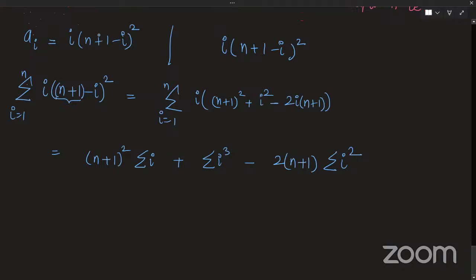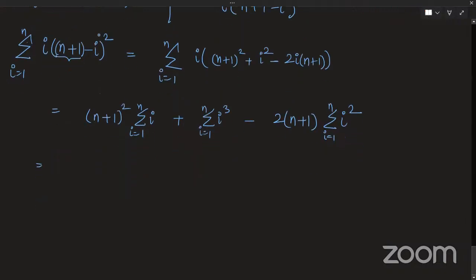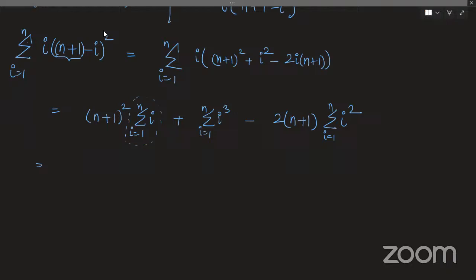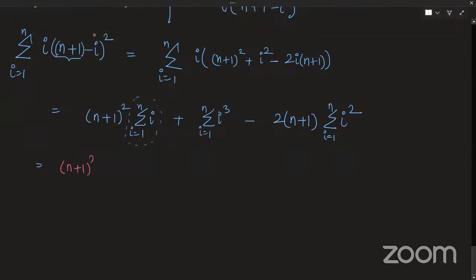And in all these three, i is going from 1 to n. Tell me, the first value, how would we do it? What is inside the sigma? Can anyone tell me? Sum of natural numbers. Correct. So it is (n plus 1) whole square into n into (n plus 1) by 2, right?